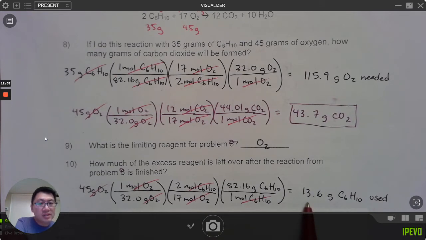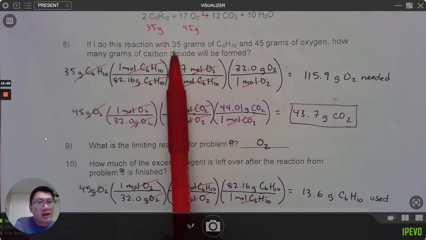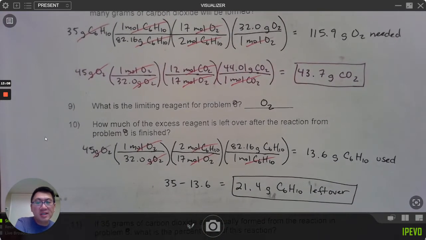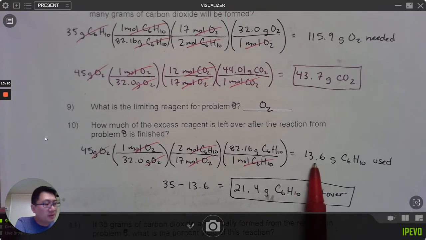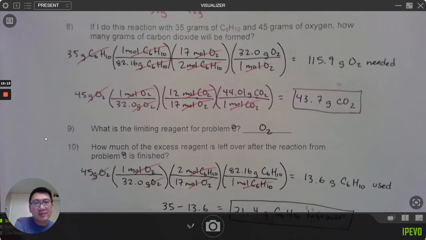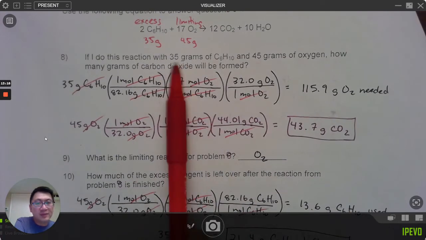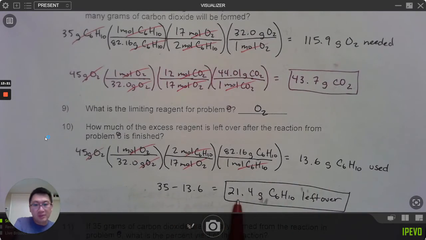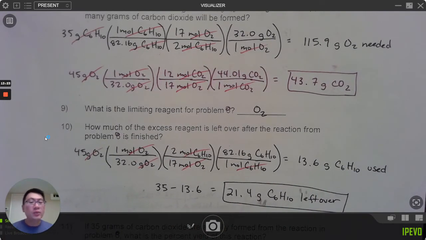I will use 13.6. Okay, well, if you use 13.6 and you had 35, how much is left over? It will be 35 minus 13, because I will use 13.6, and I had, it's up here, I had 35. I had 35, I will use 13 of them. What's left? Well, subtract, or 21.4 grams of C6H10 left over. Don't worry about rounding sig figs for this one. Okay, so that was number 10.